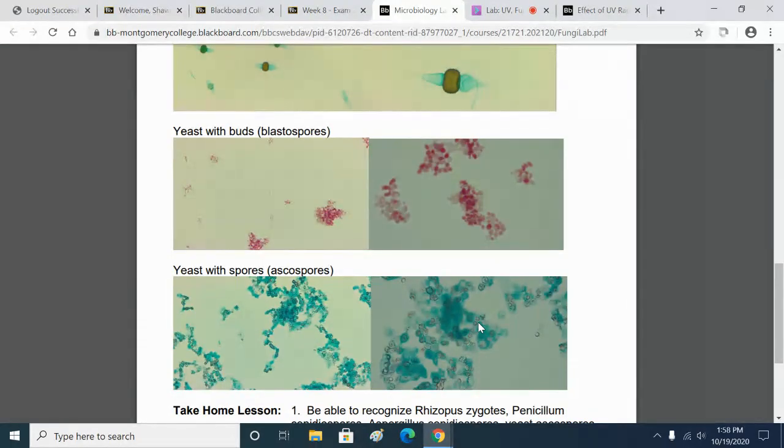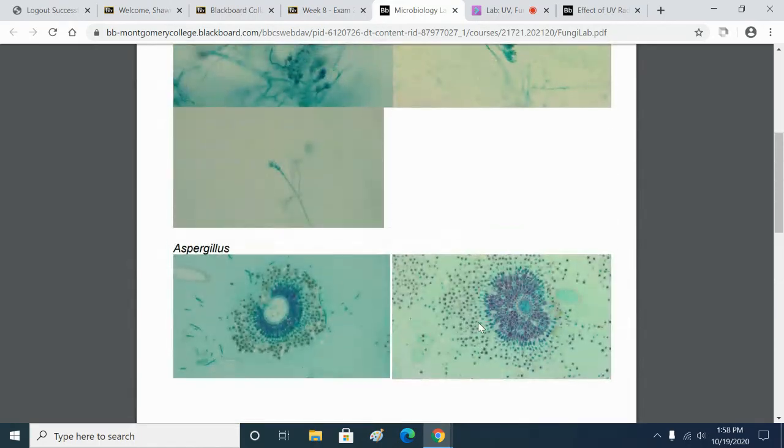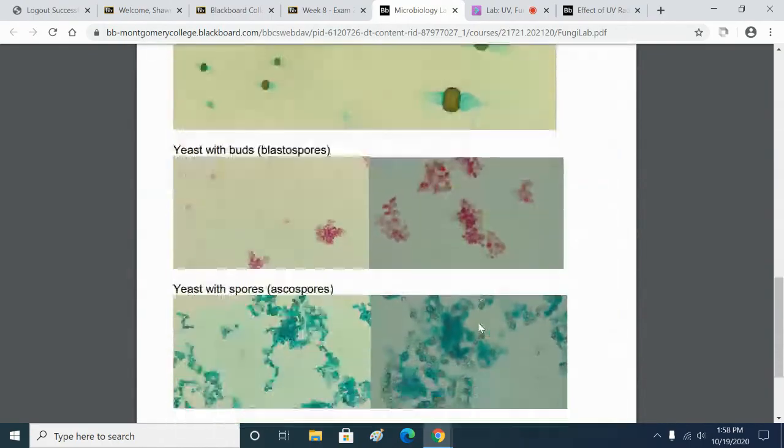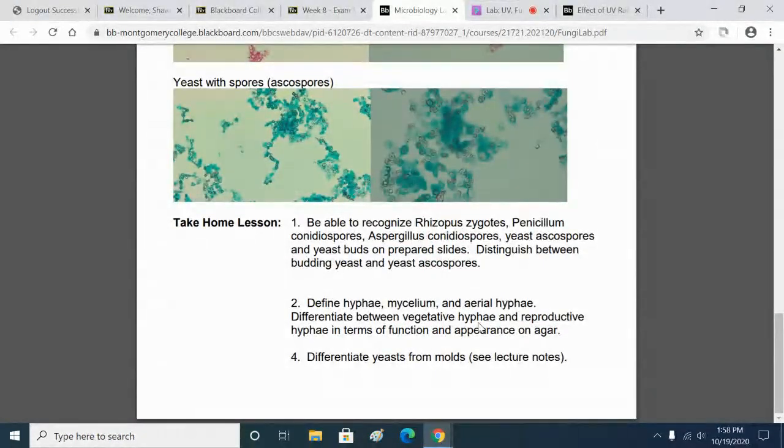Like I said, sometimes it's difficult to find the sexual phase for a fungus, but when they do, then they can actually classify it correctly. So you should be able to recognize these different fungi when you see them. I deleted some things, so that's why this is not numbered correctly. But these other terms here, we'll talk more about them in lecture.